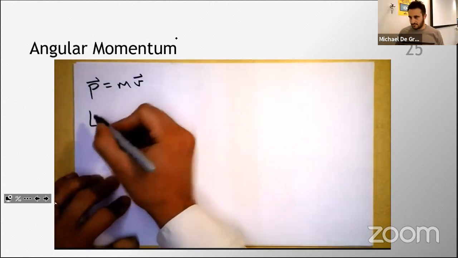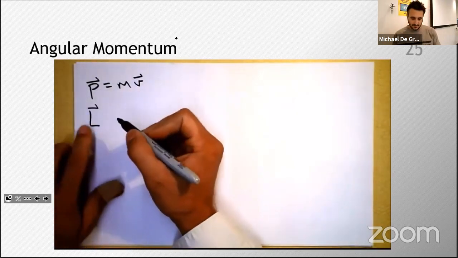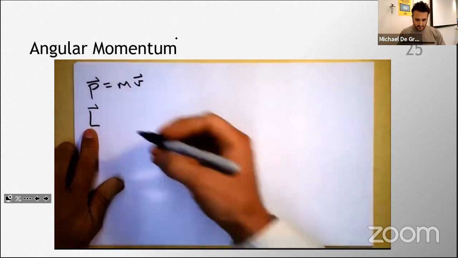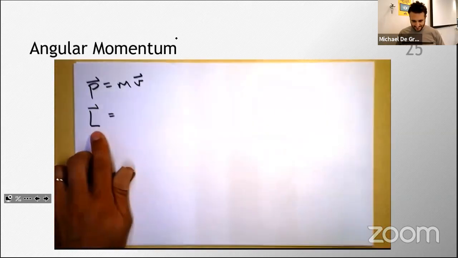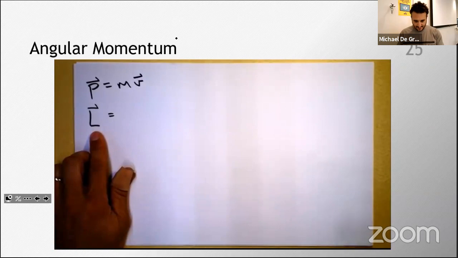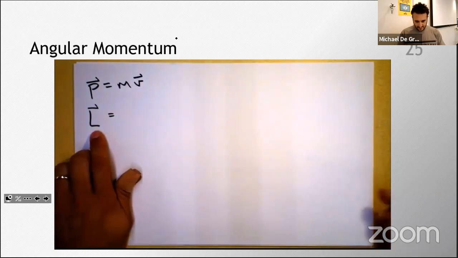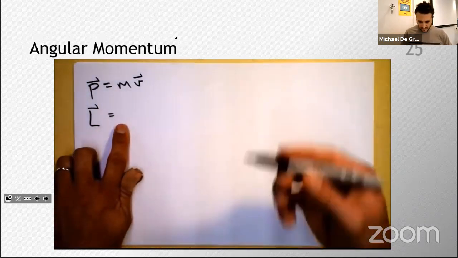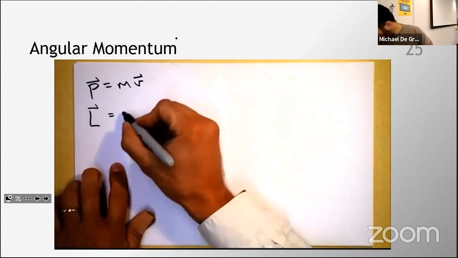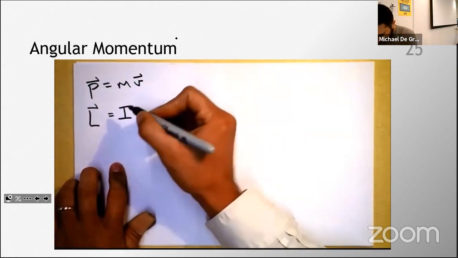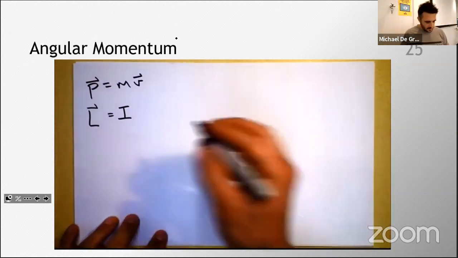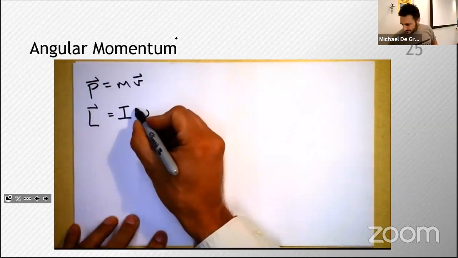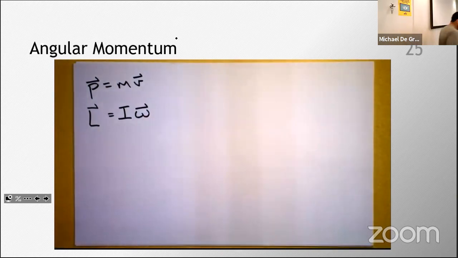But this is angular momentum. It's an L, I guess for the same reason as P is linear momentum. I'm going to try to figure out what angular momentum could be. I guess it's going to depend on the angular analog to mass, which is, well, this is linear mass. I guess rotational mass is that thing called moment of inertia, and the angular analog to velocity is omega, angular velocity. So we've defined angular momentum, and that's what it is.